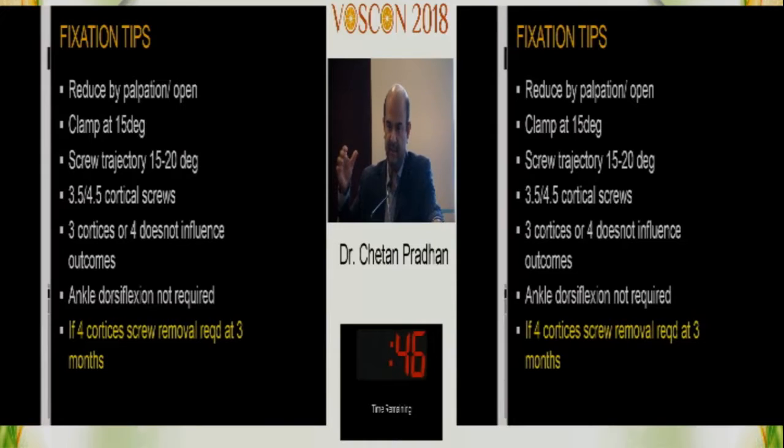So either reduce by opening it anteriorly and palpating the anterior border of the fibula. Clamp at 15 degrees to the horizontal. The screw trajectory from the fibula to the tibia should be about 15 to 20 degrees. Any amount, 2 or 3 screws can be used. Dorsiflexion of the ankle, which has been traditionally taught to us as residents, is not really required. In fact, the recent papers now say that it should not be done. If you are using 4 cortices, then better remove it at 3 months.